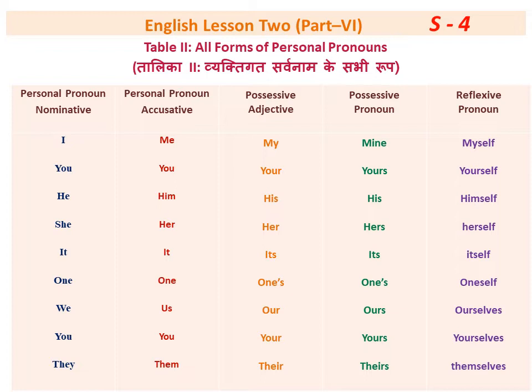For they, personal pronoun accusative will be them, possessive adjective will be their, possessive pronoun will be theirs, reflexive pronoun will be themselves. So friends, as I said earlier, chart 1 and chart 2 are very important to learn the English language correctly, accurately and fast. So keep them in your mind, try to learn them by heart so that you will be able to learn English language very fast. So we move to our next slide, slide number 5.